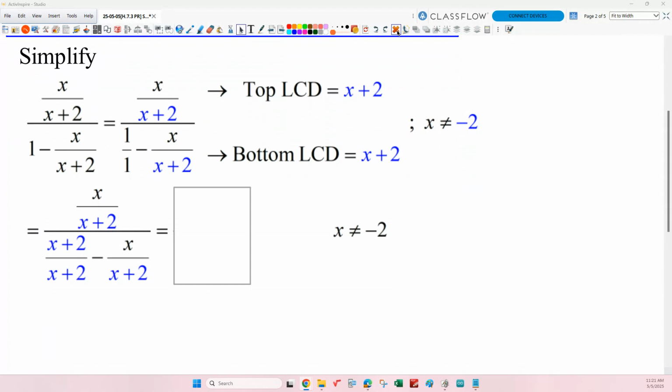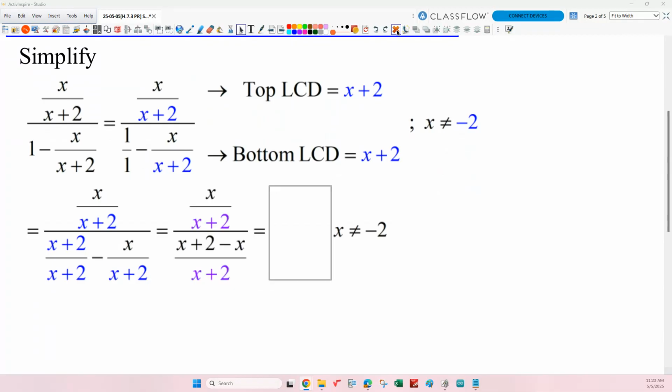Just keep the same, and then so would it just be 2 over x plus 2? Yep, the x would cancel because we'd have positive x and negative x. So what would I be left with? 2 over x plus 2. And then this is just coming with us the whole way.